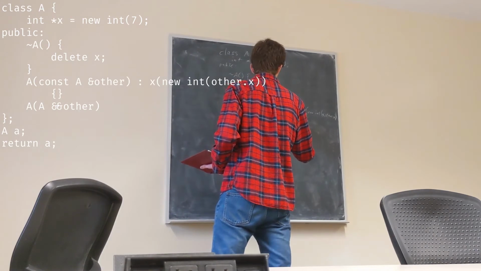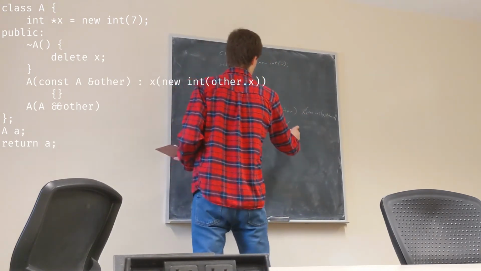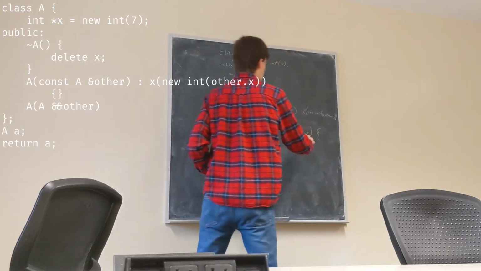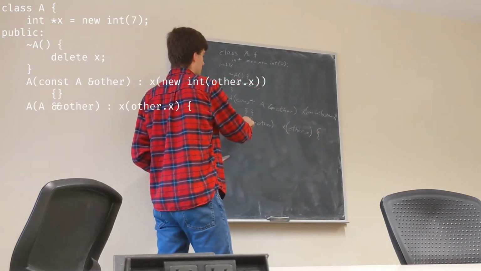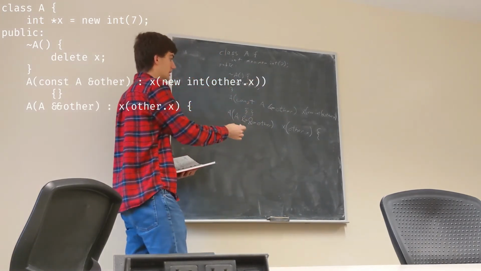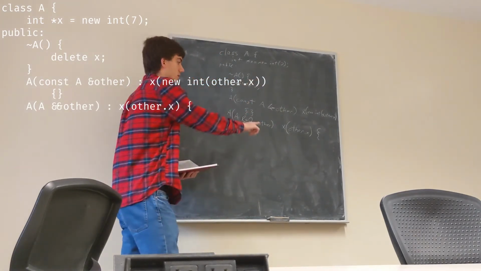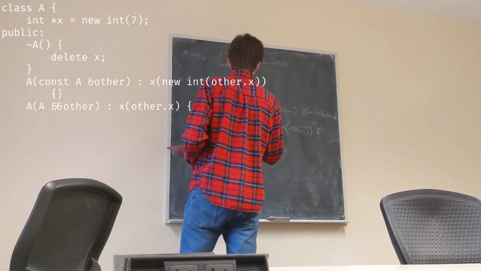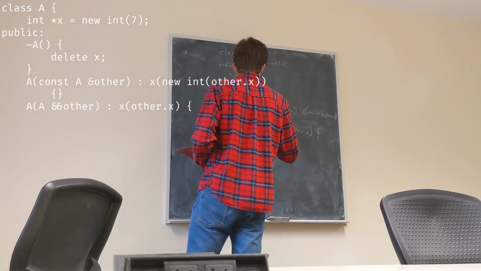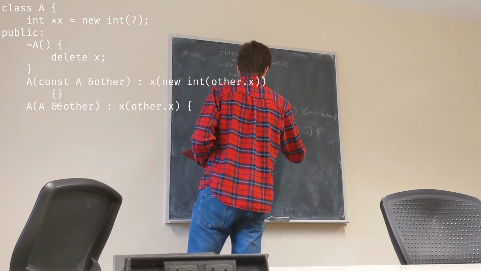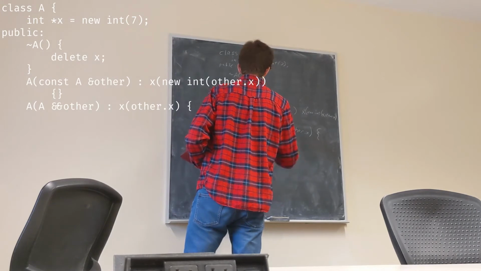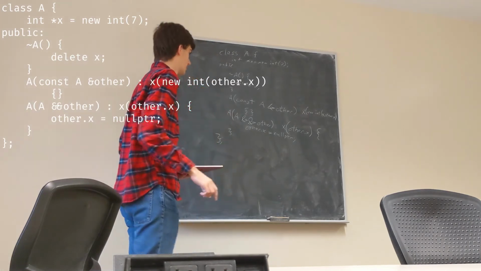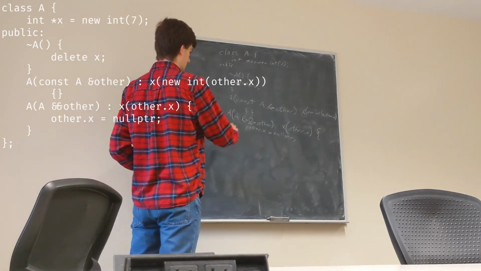So we can start by initializing the member X to other dot X, because remember we said we were going to just reuse that pointer. But then we have to make sure that it doesn't get deleted when the other goes out of scope, because this would only ever be invoked if other is about to go out of scope. So what we can say is other dot X equals nullptr, which is the built-in constant in C++ for a null pointer.